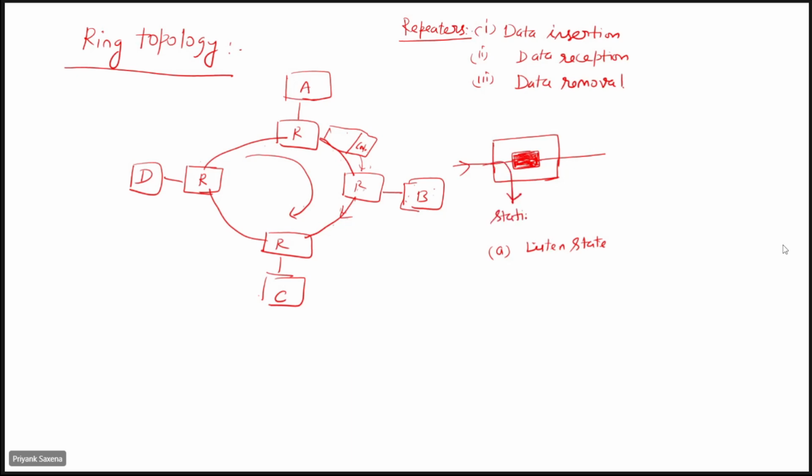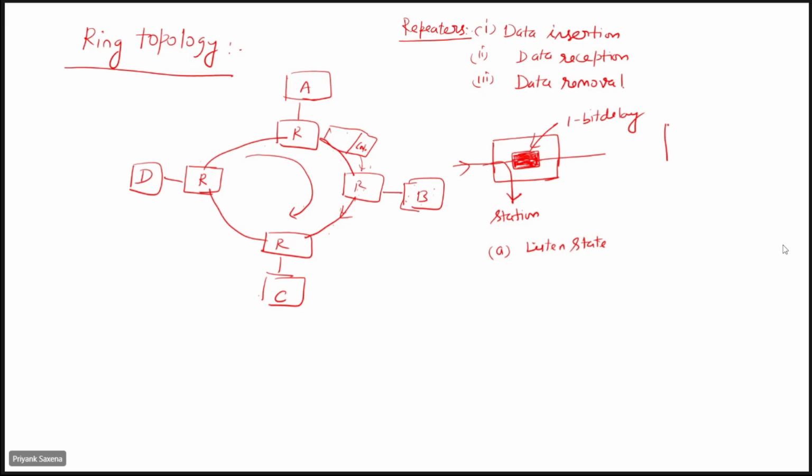As I told you, when the data frame is coming, it copies the address part and sends it to the station. Then if the address is recognized, only then it copies the remainder of the frame. Otherwise, it regenerates the pattern on the ring. In this process, it introduces a 1-bit delay every time the pattern is copied and regenerated by the repeater.